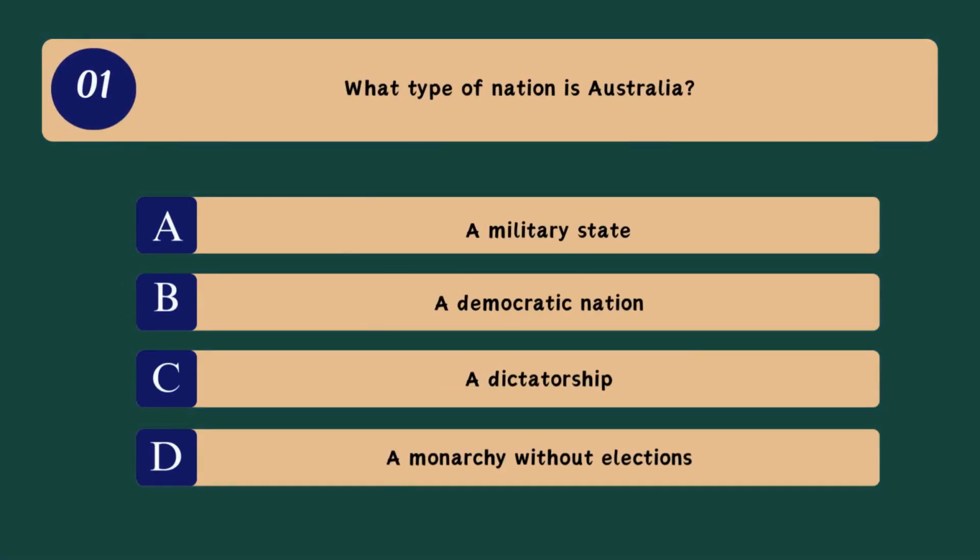Question 1. What type of nation is Australia? A. A military state. B. A democratic nation. C. A dictatorship. D. A monarchy without elections.